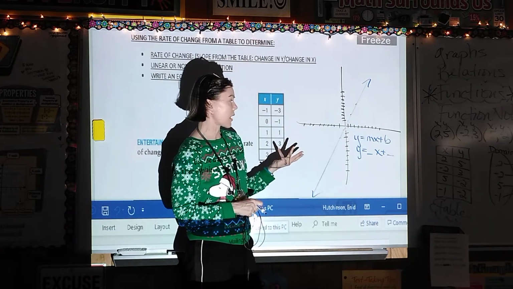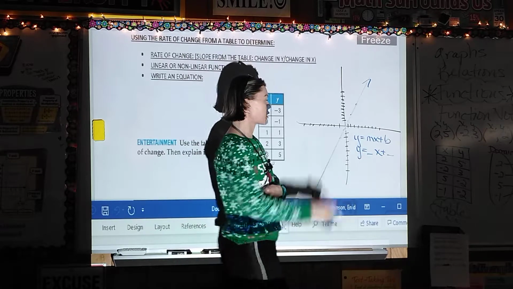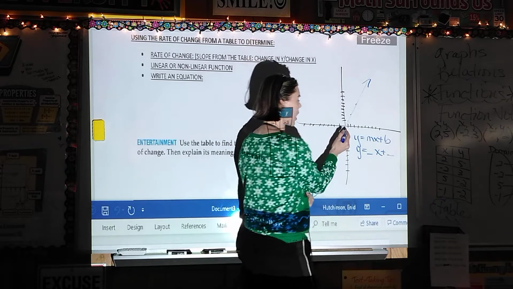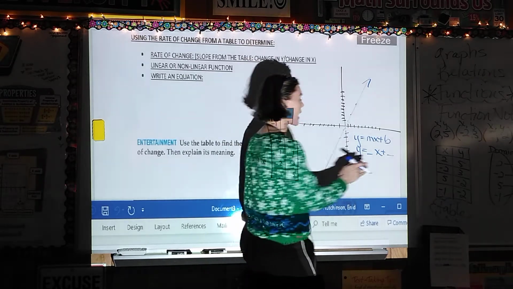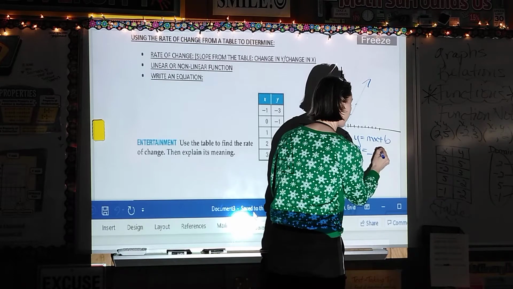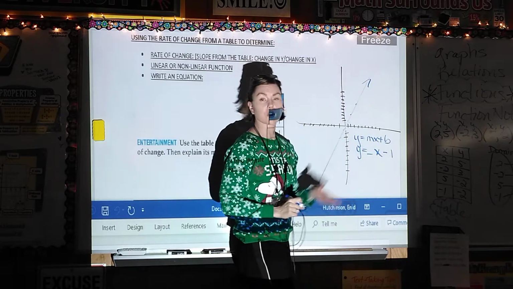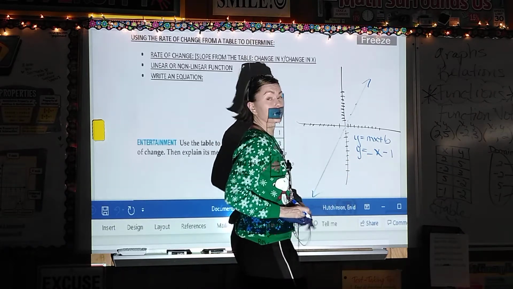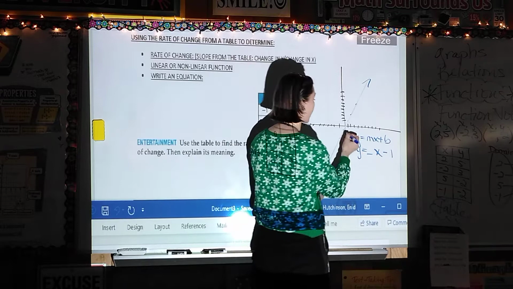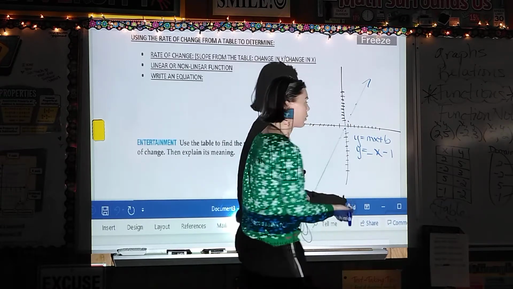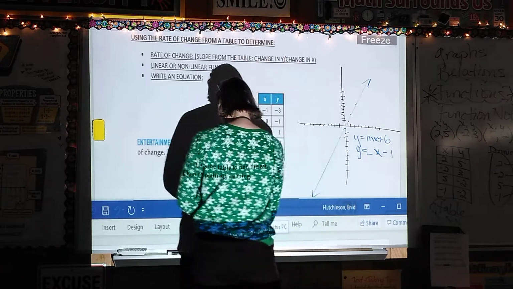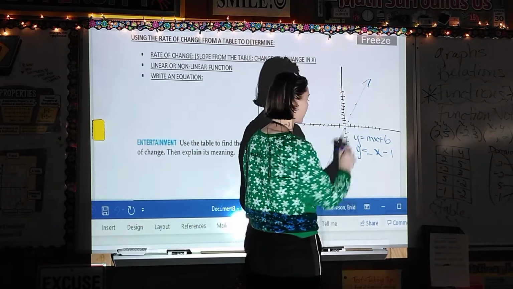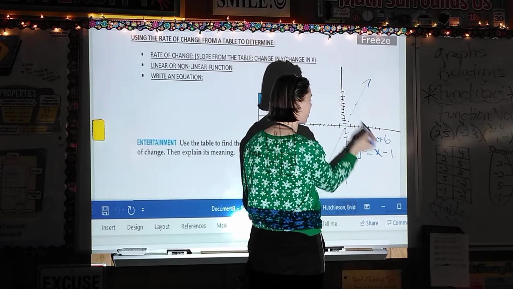So let's do that right now. Where does this line cross over the y-axis? Well, it looks like it's crossing over the y-axis at a -1. So that would be our y-intercept because the line is crossing over the y-axis at a -1. And then how do we find the slope? We have to find 2 points on the line, okay? And then say, how did we get from this point to this point? Well, it's not perfect, as you can tell, but how did I get from this point to this point? I went up 2 over 1.